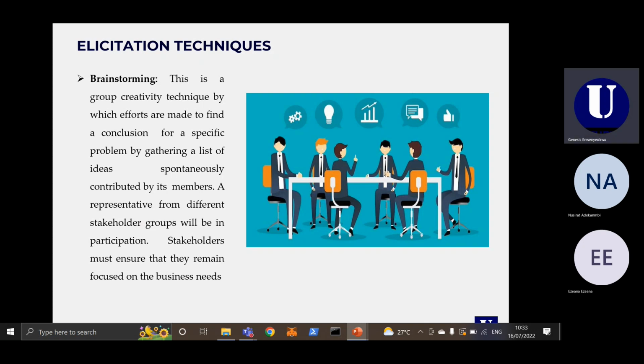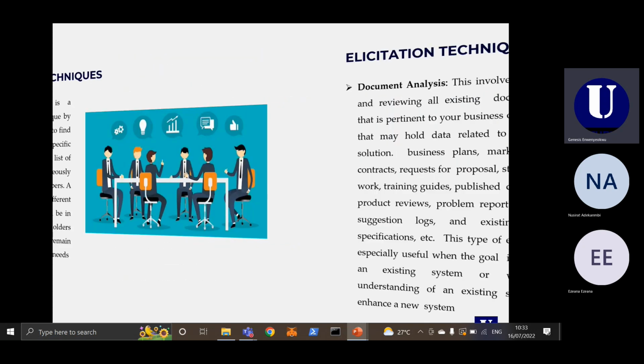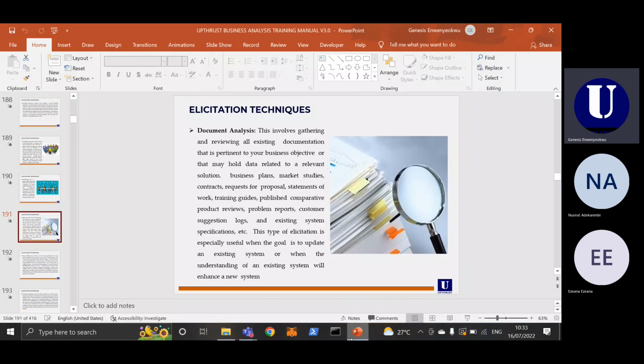You have representatives from the different dynamics of the stakeholders. You need to ensure that your stakeholders remain focused on the business need and they don't stray away from the business need.